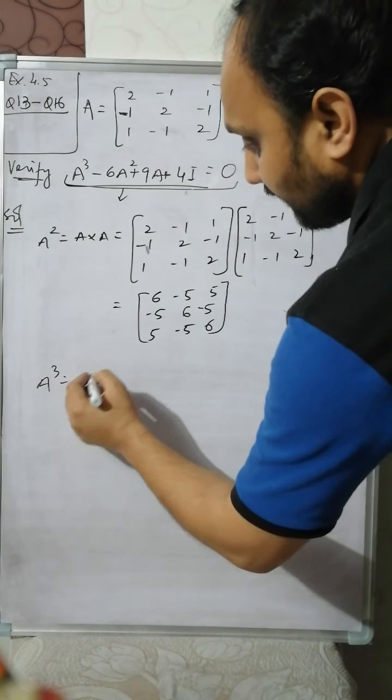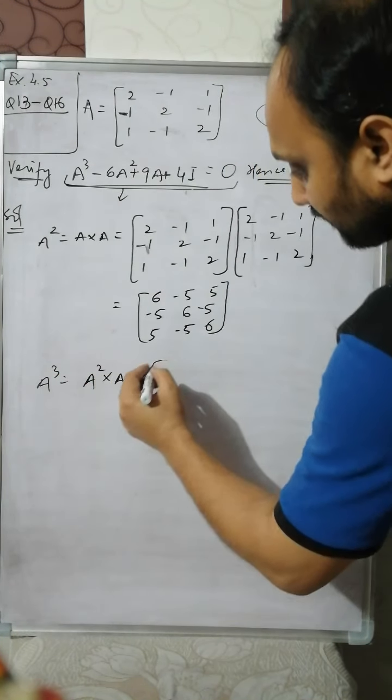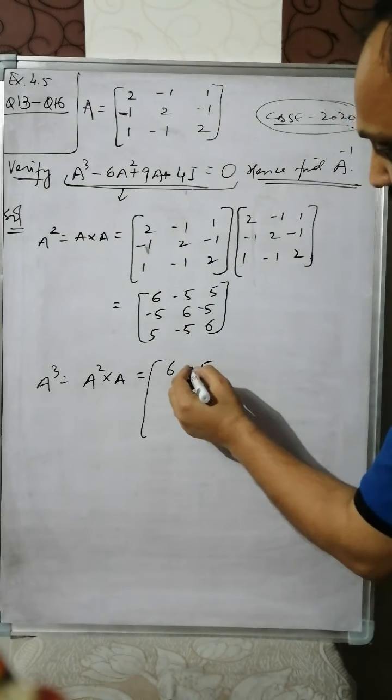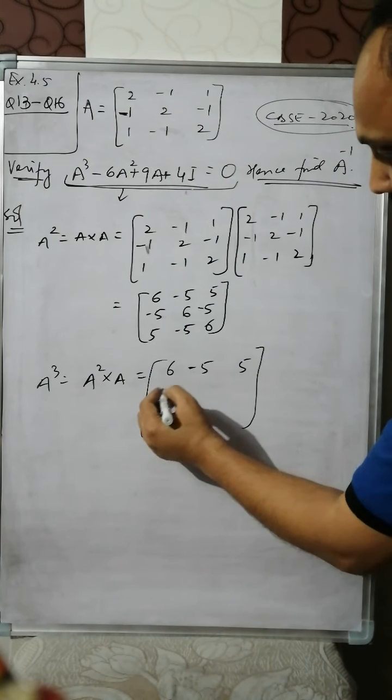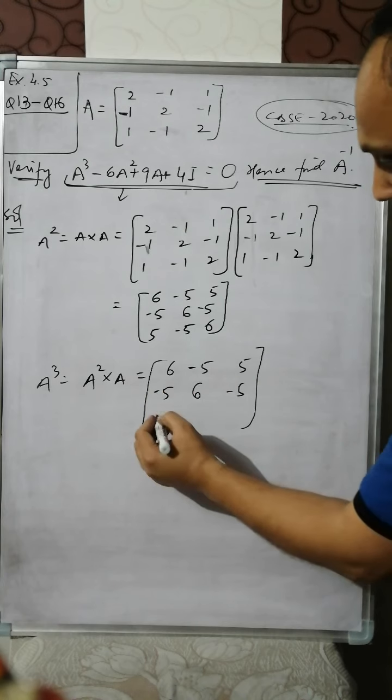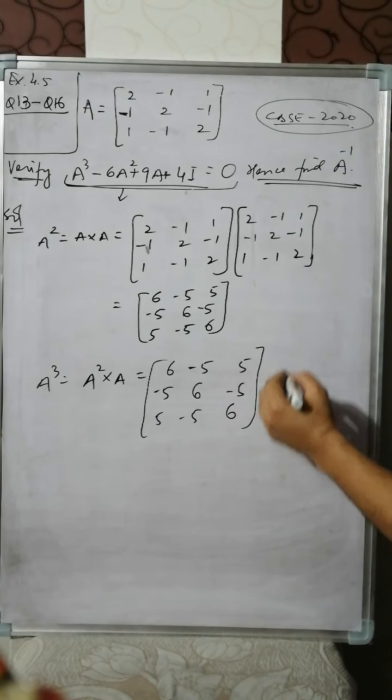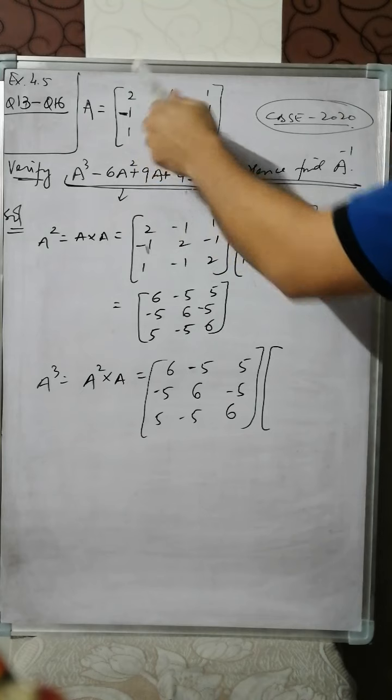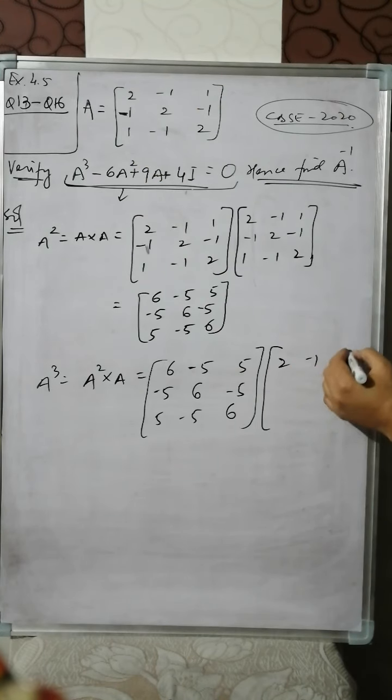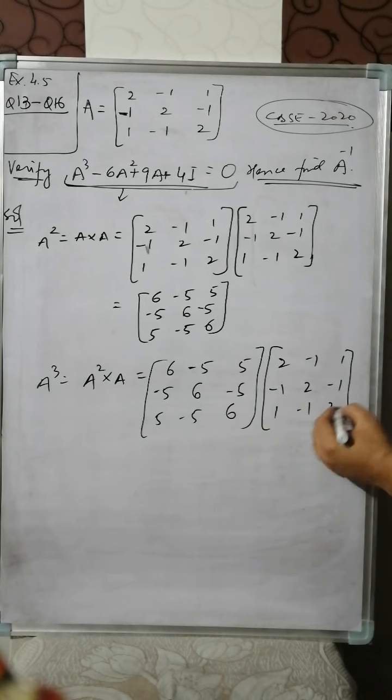Now you have to find A cube. So A cube is what? A square into A. So what is A square? 6, minus 5, 5; minus 5, 6, minus 5; 5, minus 5, 6, into A. So what is A? 2, minus 1, 1; minus 1, 2, minus 1; 1, minus 1, 2. इसमें बच्चे मिस्टेक्स क्या करते हैं? उनको लगता है ए स्क्वायर निकालना है तो सब एंट्रीज का स्क्वायर ले लो, ए क्यूब निकालना है तो सबका क्यूब ले लो. ये नहीं करना है, बेसिक मल्टीप्लिकेशन पे ही रहना है.